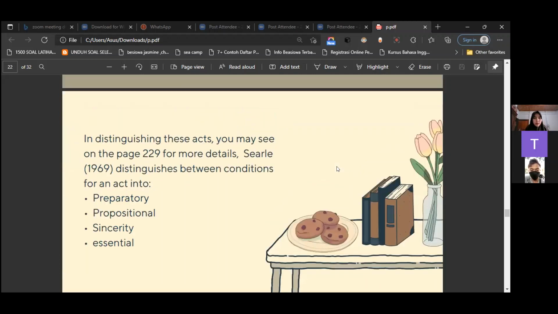And then in distinguishing these acts, you might see pages 20 and 29 for more details. Searle distinguishes between conditions for an act: the first one is preparatory, the second is propositional, and then sincerity, and the last is essential.